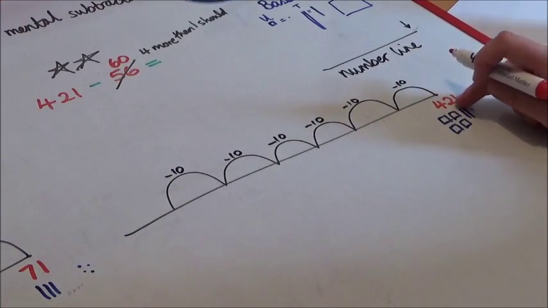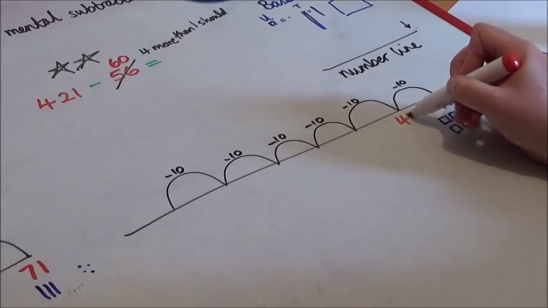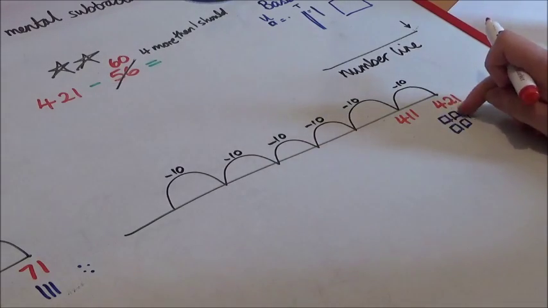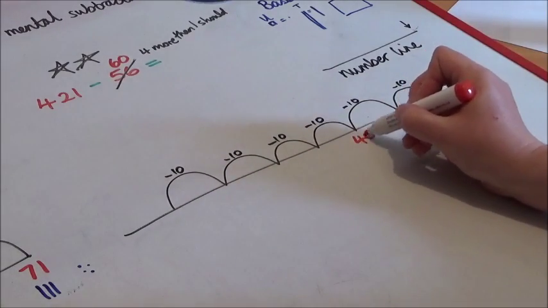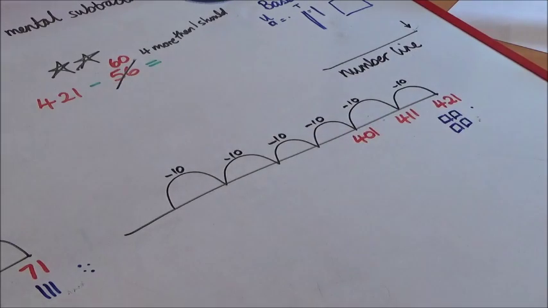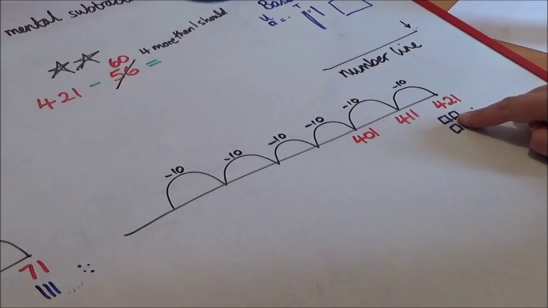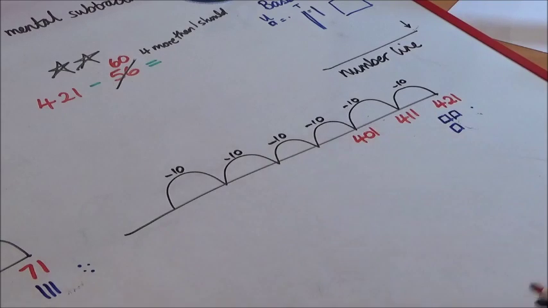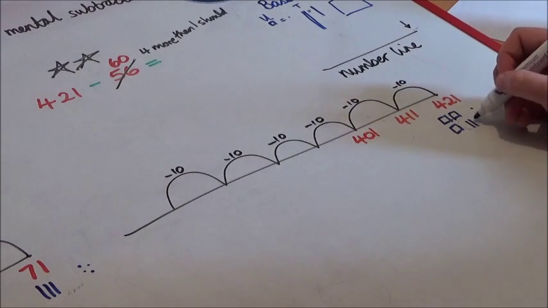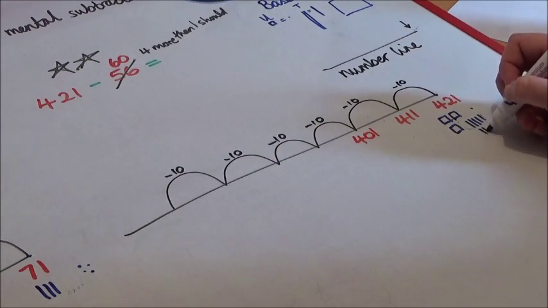421, 411, 401. Problem. I'm going to turn one of these hundreds into 10 tens, because we know that 100 is the same as 10 tens.